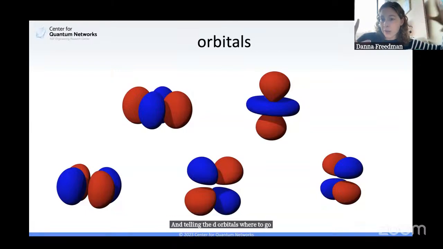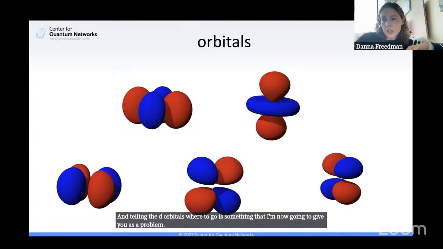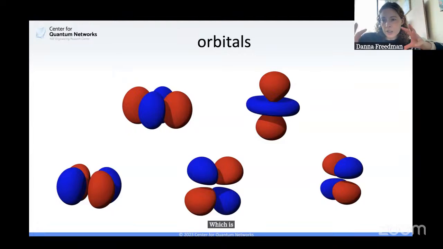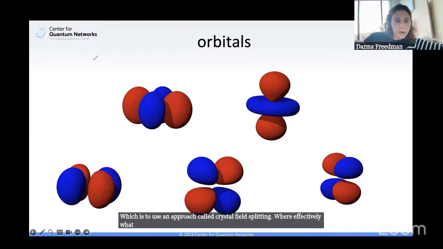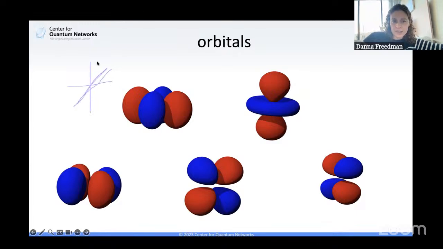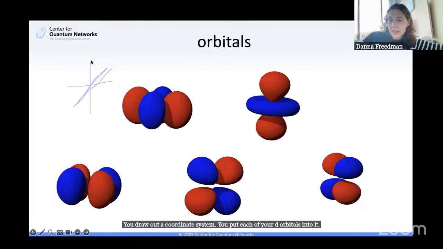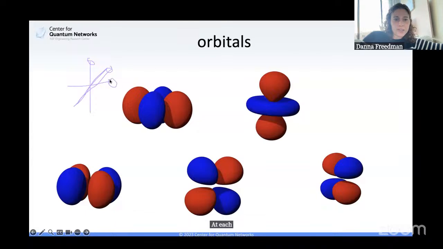One really simple way we can think about constructing molecules and telling the d orbitals where to go is something that I'm now going to give you as a problem, which is to use an approach called crystal field splitting, where effectively what you do is you draw out a coordinate system, you put each of your d orbitals into it, and let's say that you're using an octahedral ligand field. You assign a charge at each point, and you see how much overlap there is with that charge.